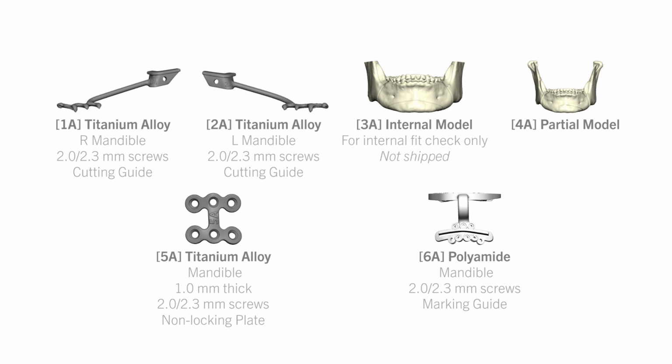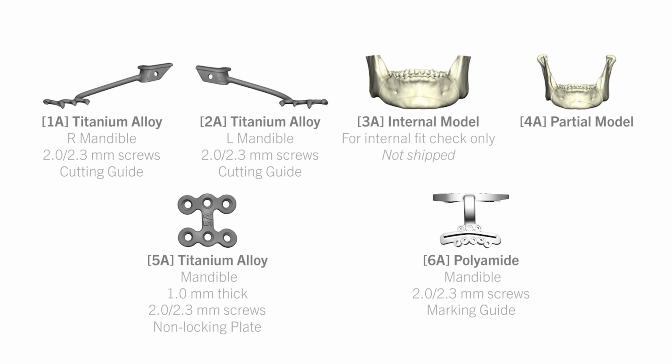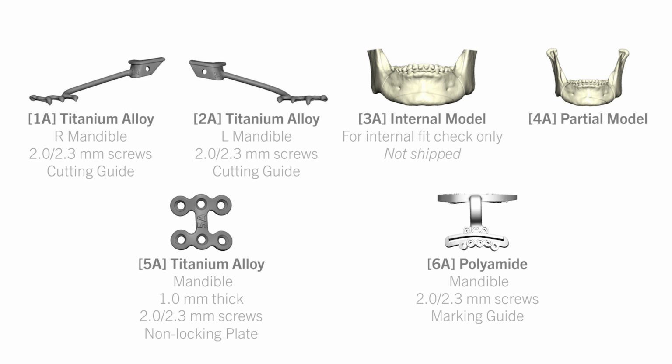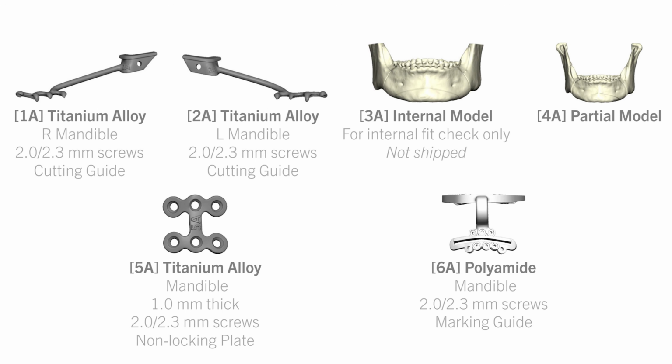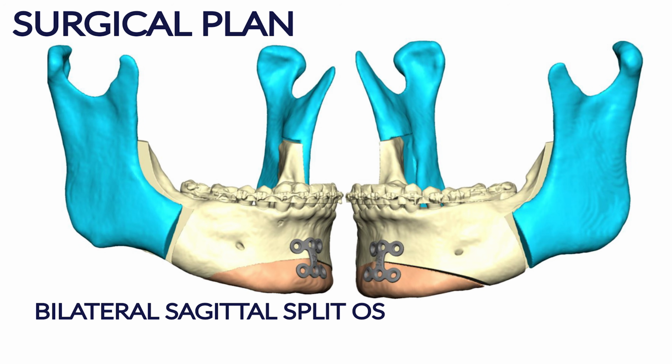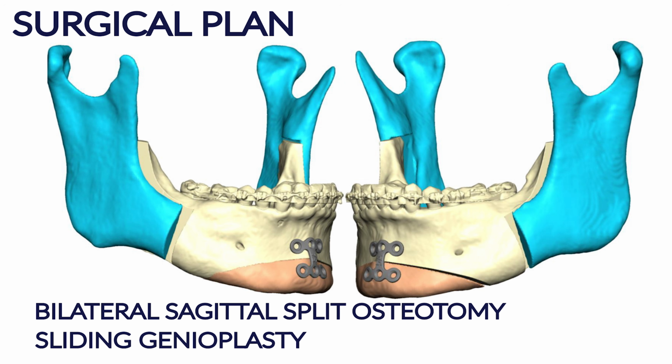Once I'm satisfied with the results, the company makes custom models, splints, and cutting guides, which I use in the operating room. This allows for incredibly predictable surgical results. The plan calls for a bilateral sagittal split osteotomy with a 4 to 5 millimeter mandibular advancement and a sliding genioplasty to center and correct the midline of the chin.